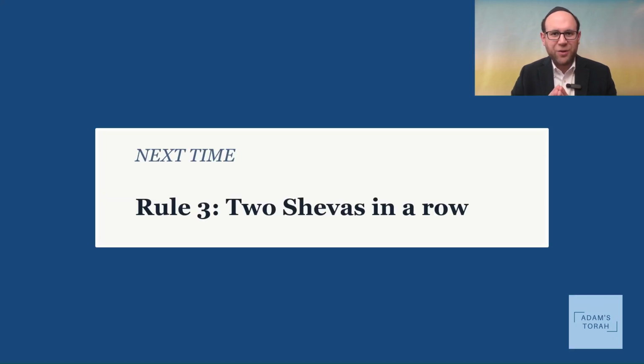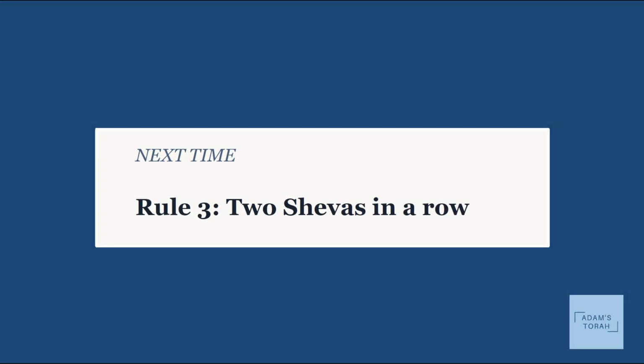In the next video, we are going to learn about the next rule, rule number 3. Rule number 3 is when you have 2 Shevas in a row. This means there are 2 consecutive letters in a word, and both of them have a Sheva under that letter. We are going to learn how to read each of those 2 Shevas.